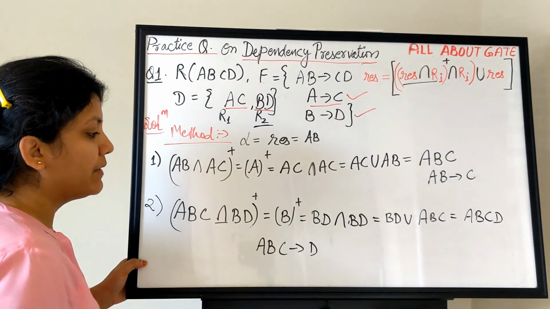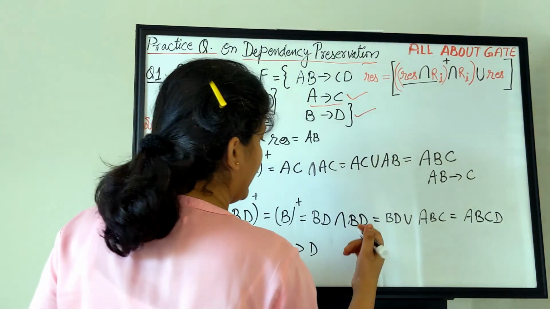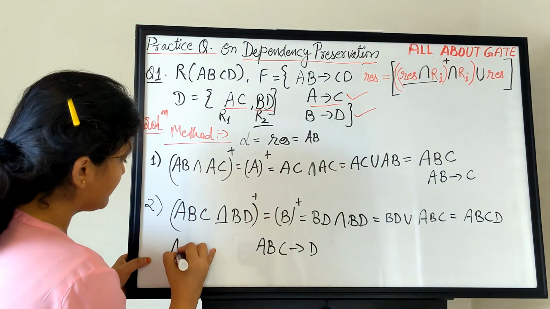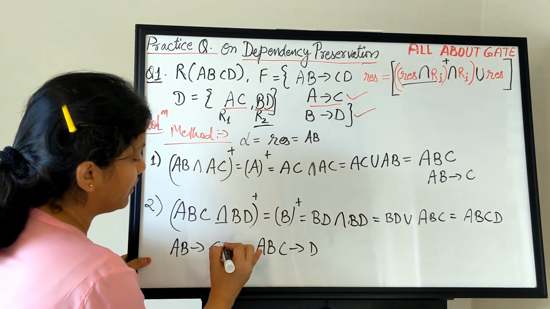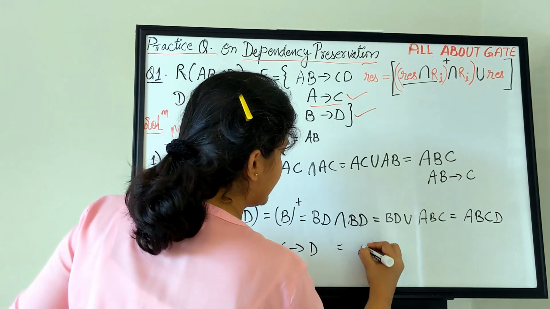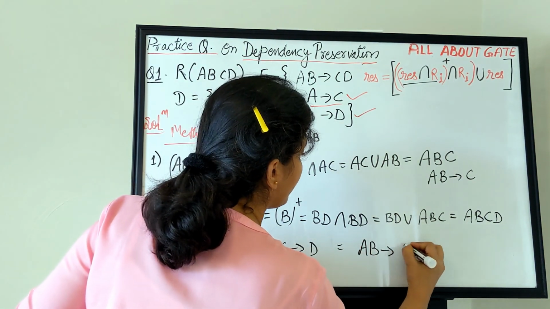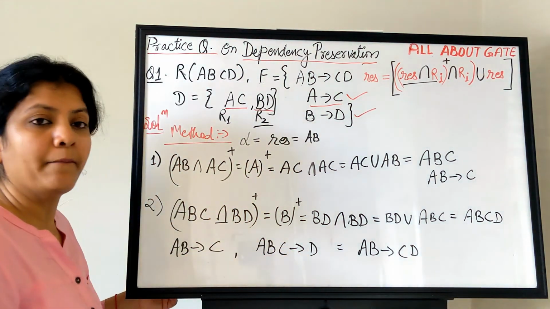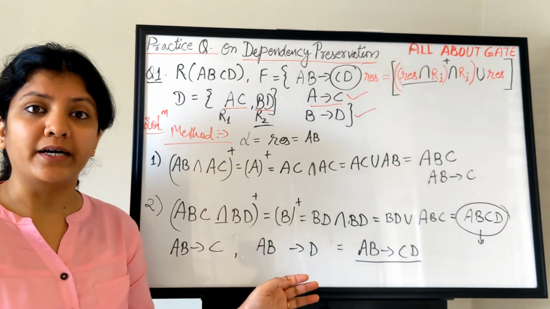Correct? And in that manner, what you can say is that because AB determines the value of C and ABC determines the value of D, I can directly say that AB determines the value of C and D. So this was the way of doing it.